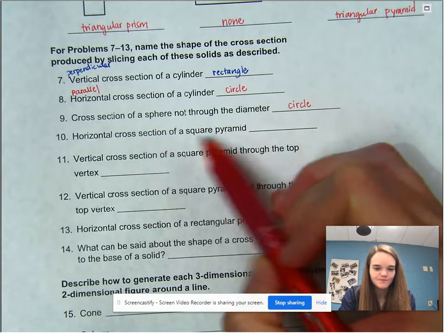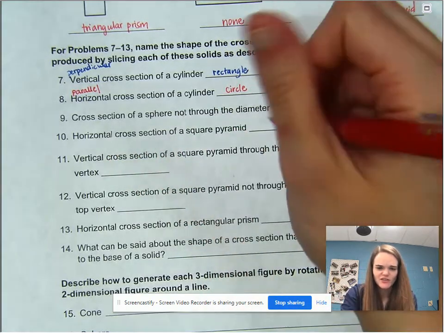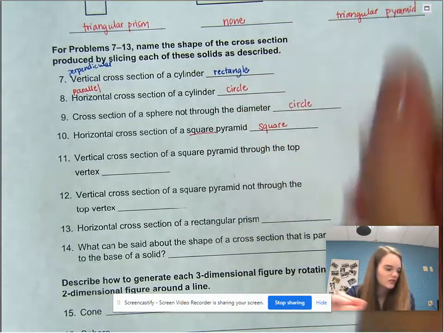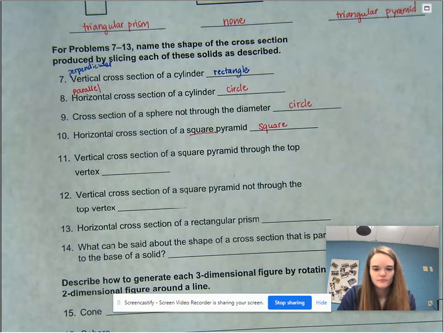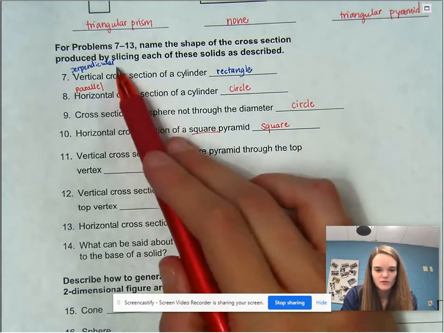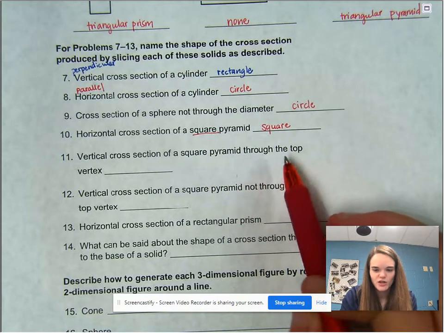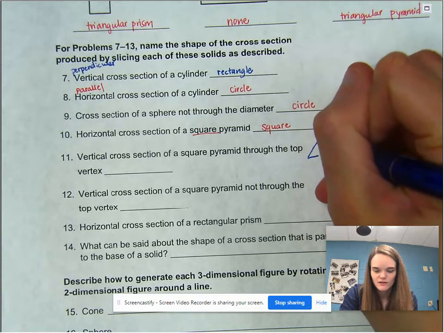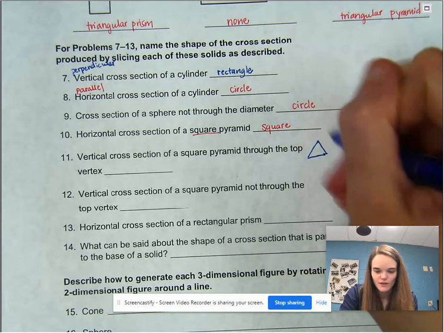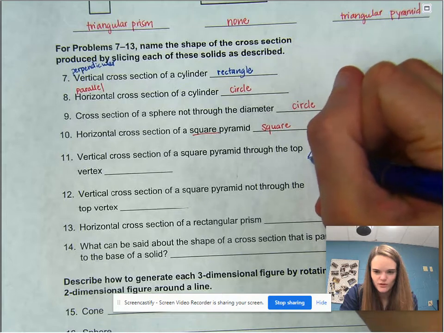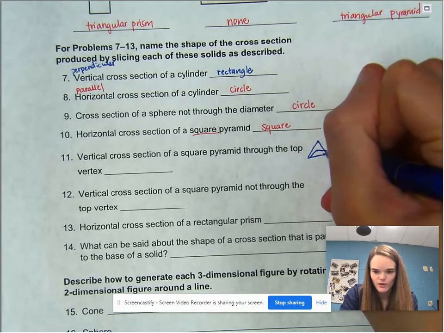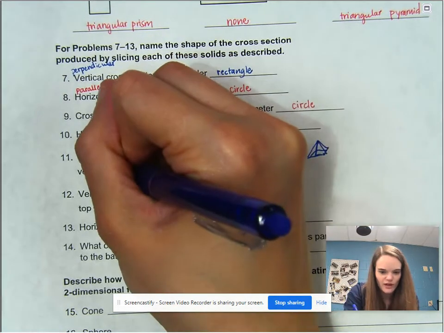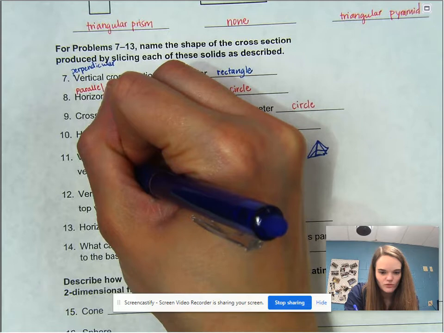Horizontal, meaning it's parallel, cross-section of a square pyramid. By the way, in a pyramid, a horizontal cross-section is always the same as the base. It's a square pyramid, so the base is square. The cross-section is square. Okay. Vertical cross-section of a square pyramid through the top vertex. Meaning, it's going to go straight through. I drew a square. This creates whatever these sides are. So that is a triangle.